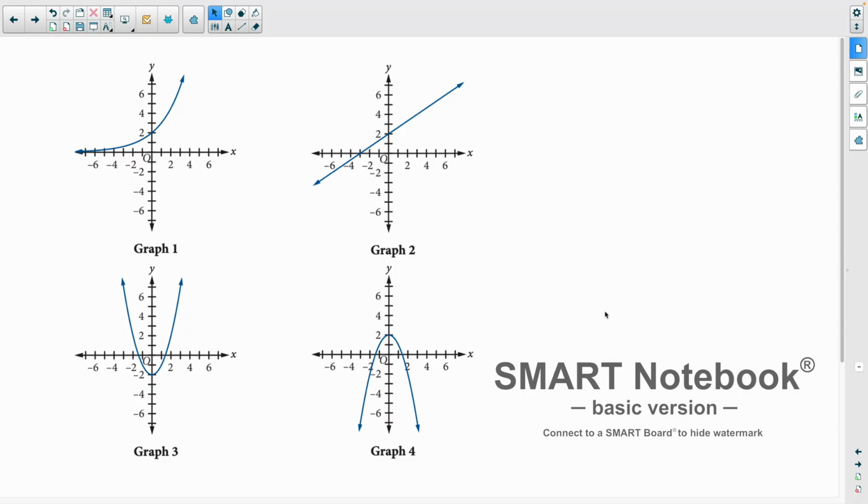Graph 3 because it has a negative y-intercept. Okay. So graphs 1, 2, and 4 all have a y-intercept at 2. And graph 3 has a y-intercept at -2. So it doesn't belong for that one.